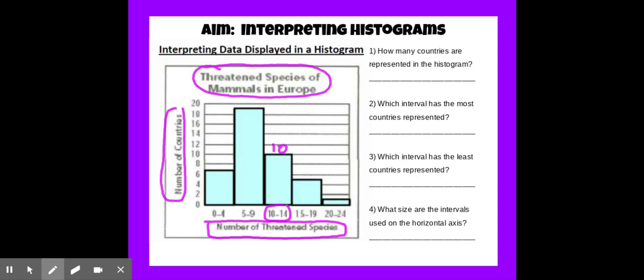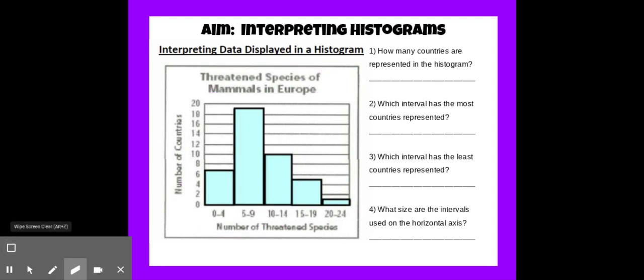Now, can you tell me how many countries have, say, 11 threatened species? And the answer is no, because this is grouped in an interval. So we really can't tell the exact data, but we can only see a range in which that data is representing. Okay, so let's look at this first one.